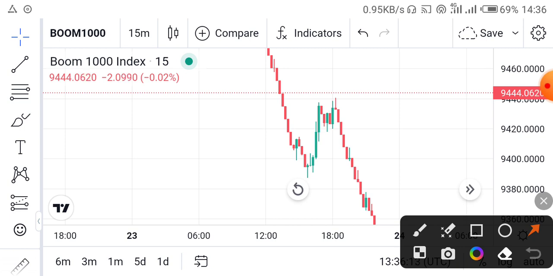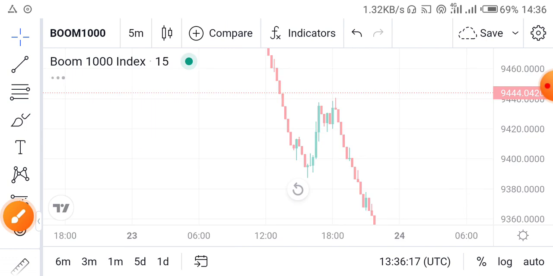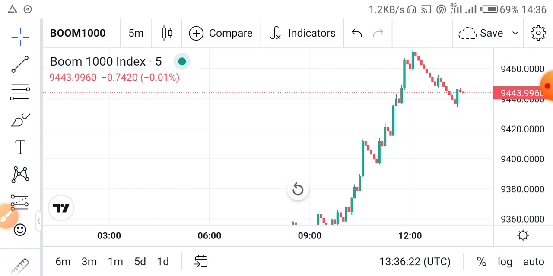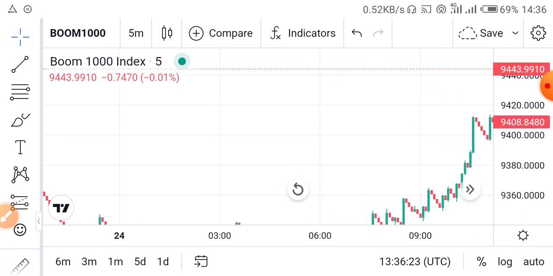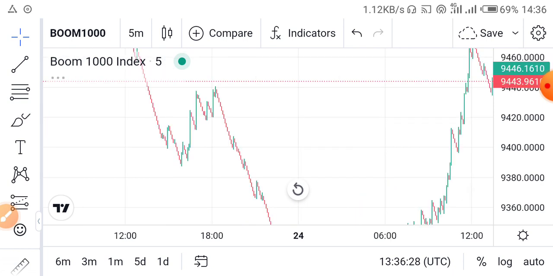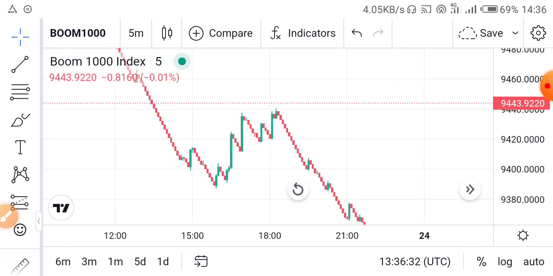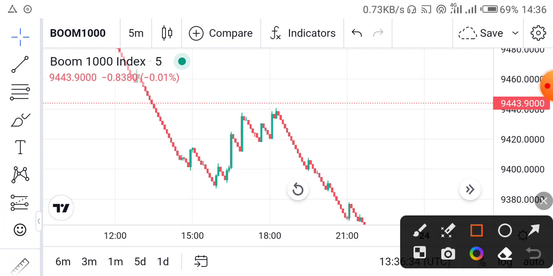So let me go to the 5-minute time frame to see if it will be very clear. Because most times you need to go down to a lower time frame to try to see it clearly. Okay, look at it here. This is it. That's a double top.